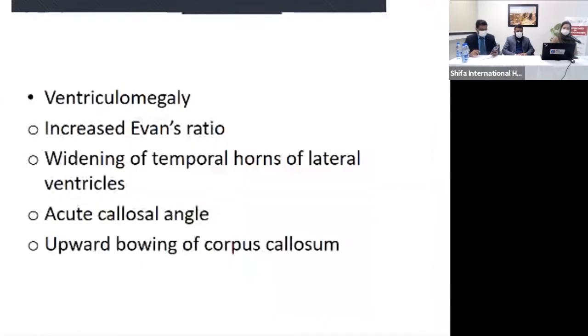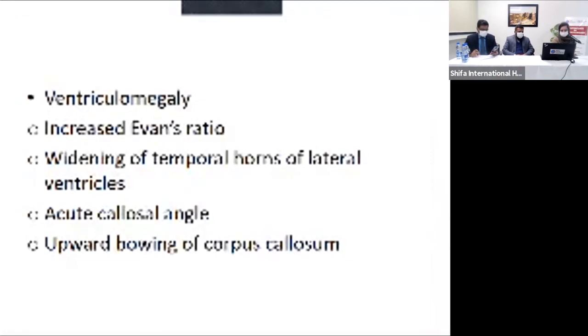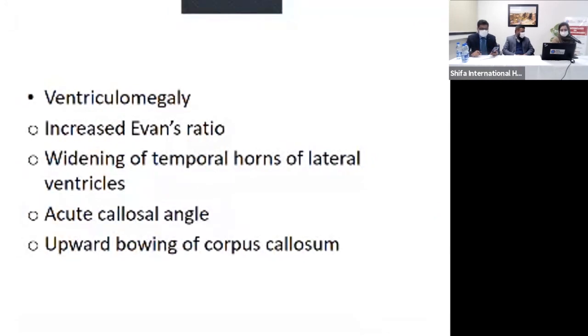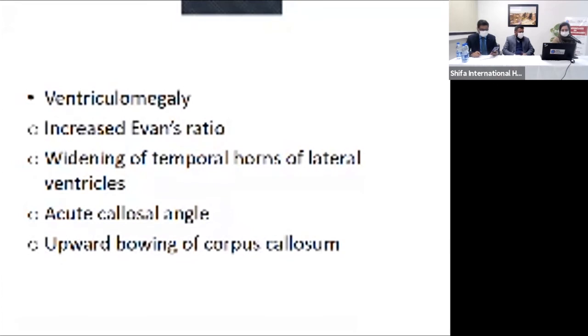So radiologically, we can diagnose ventriculomegaly as an increase in Evans ratio, which is the ratio of the bifrontal diameter and the internal diameter of the brain. The normal ratio is 0.3. An increase in this ratio denotes ventriculomegaly.